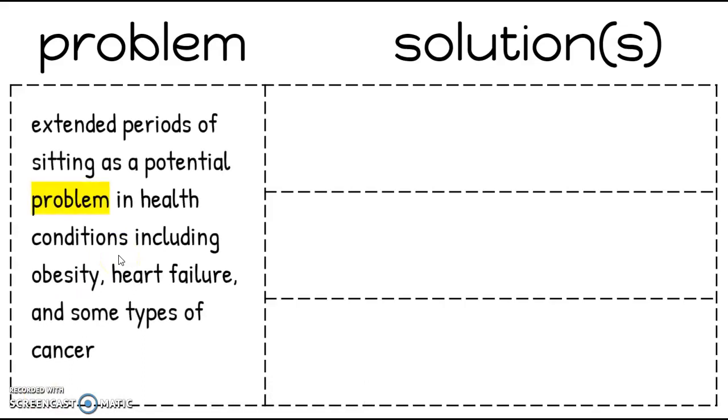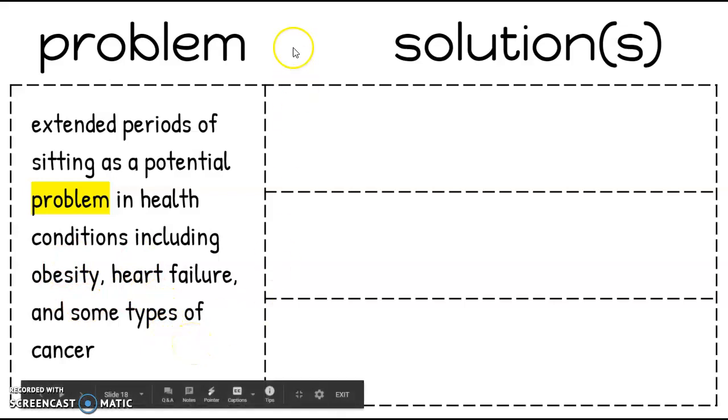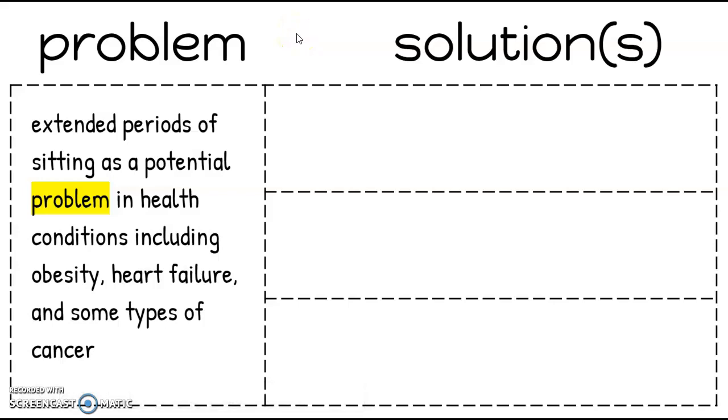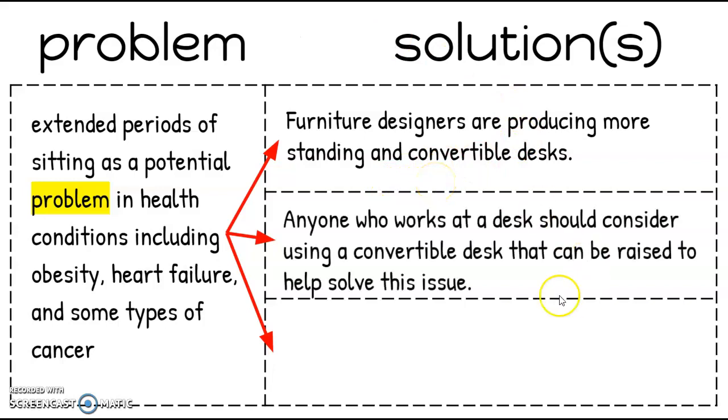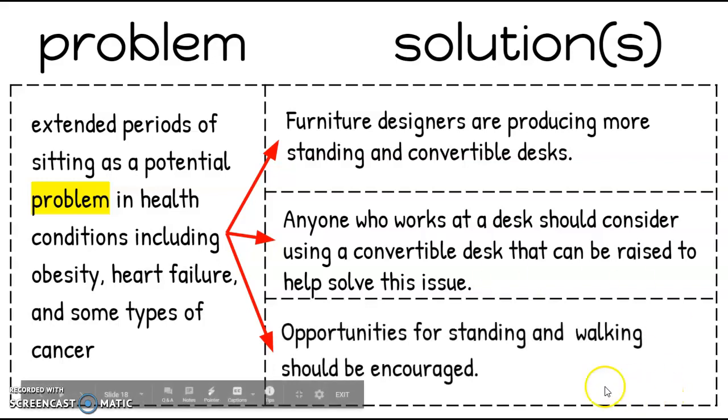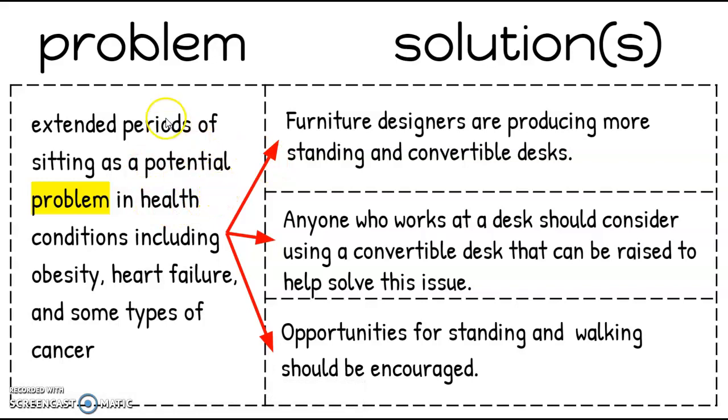So the problem was that sitting for extended periods of time is the problem, causing obesity, heart failure, and cancer. So what were some of the solutions they gave to people who have to sit a lot at their jobs? Well, they said they could use a standing or convertible desk. And they talked about raising that desk up so that you could stand and use it at a more comfortable level so that you are standing a little bit more at work. And they talked about walking and making opportunities for standing and walking when you are at work. So somewhere in your notes, or in that last box, you should have written some shorthand version that just kind of shows how this problem was given and that there were 3 different solutions.